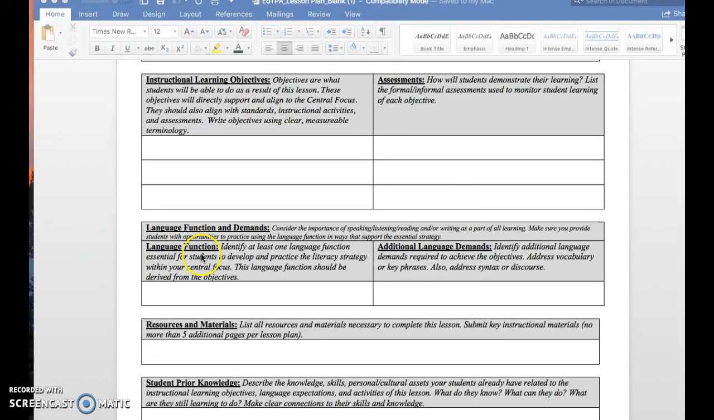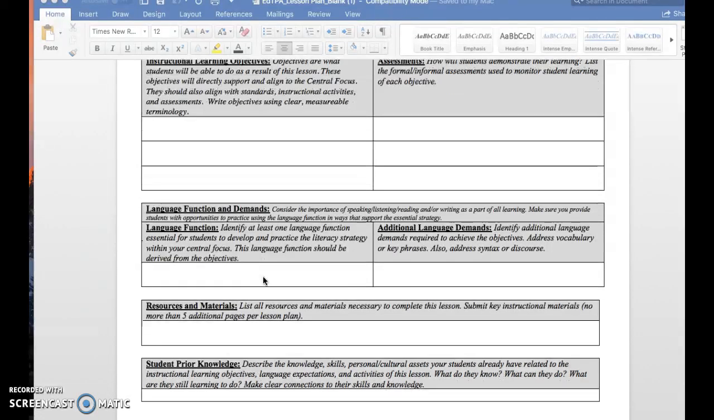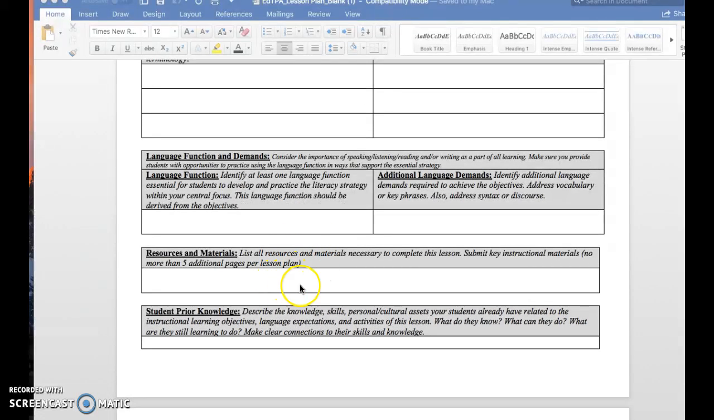And then we have the language functions, which is how students will use language and the purpose of the language that's being used. And then the vocabulary we need to understand to be able to master our language function. And then these are the materials that I'm going to need for my lesson.